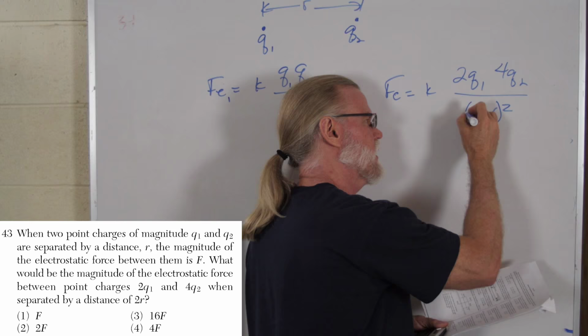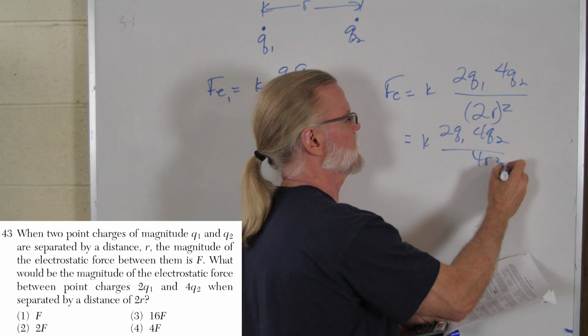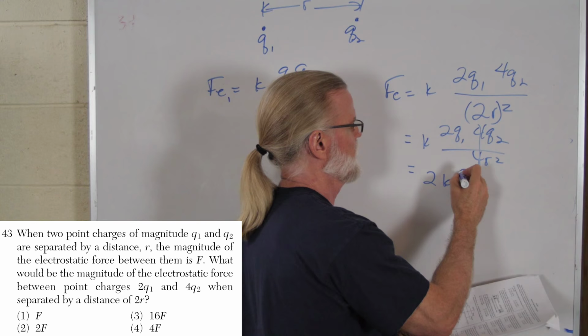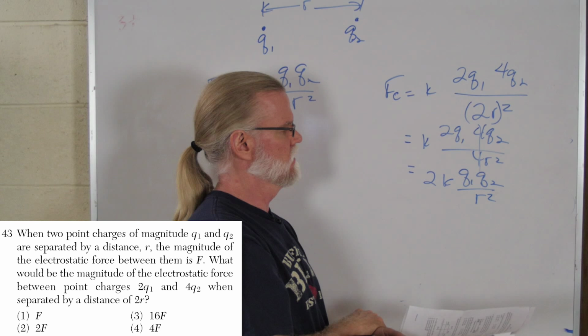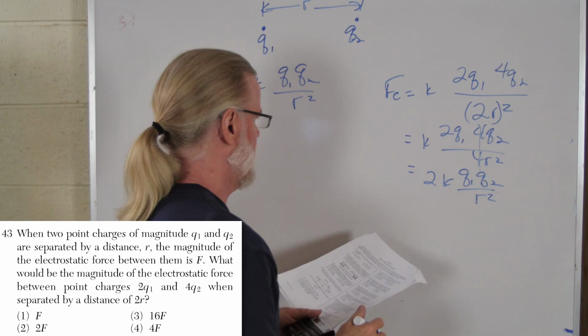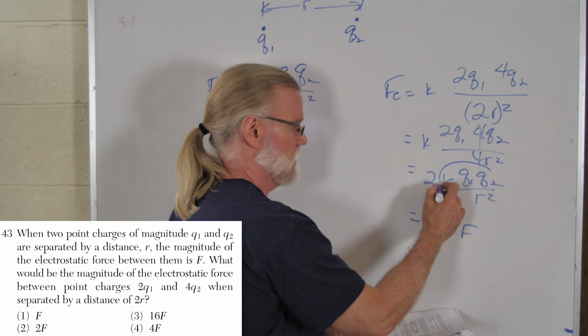So you're going to end up with something like this: 2 Q1, 4 Q2 over 4R squared. We can get rid of those. This looks like it's just going to be 2 times bigger: 2K Q1 Q2 over R squared. That looks like it's 2 times bigger than that. So if this is F, then this is 2F. Right? That's F right here. So it's 2F. Choice 2.